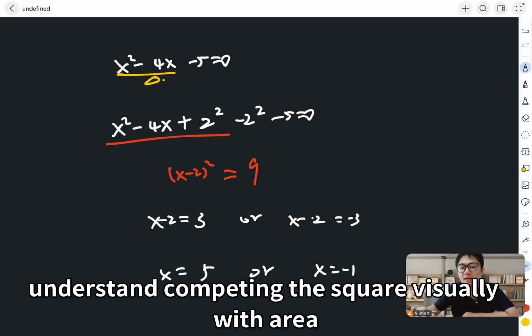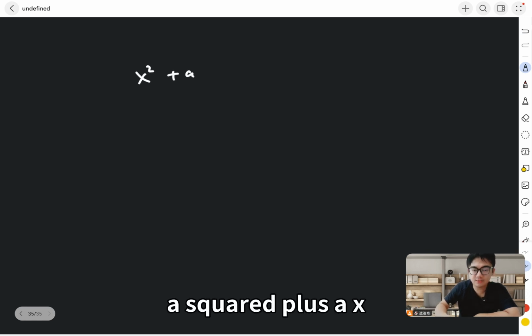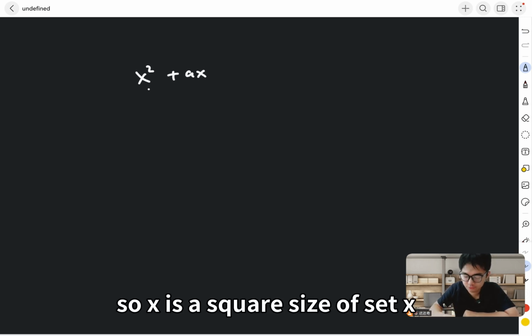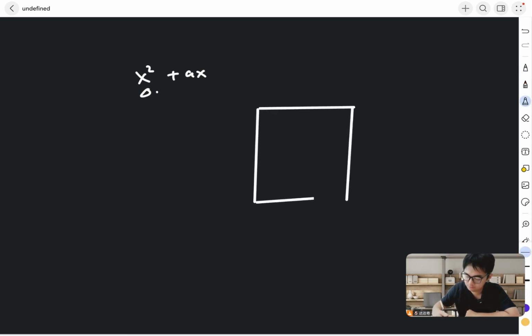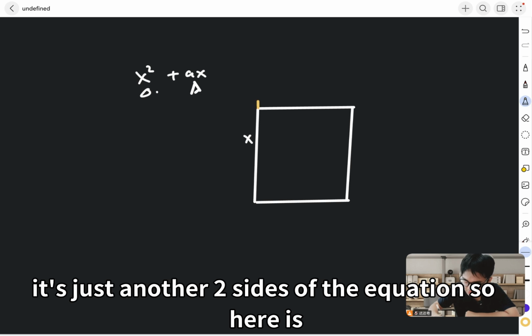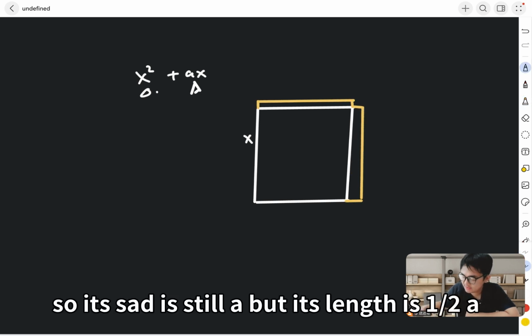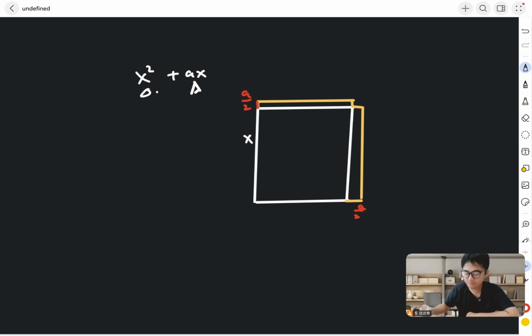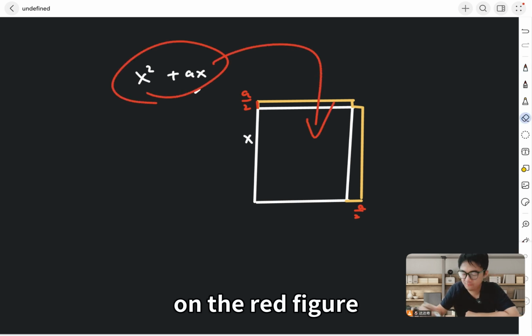We can also understand completing the square visually with area. Imagine x squared plus ax. So x is the side of the square. Let me just give you a square. And for ax, it's just another two rectangles. So here is a over 2 and a over 2. So its width is still x, but its length is a over 2. And this is exactly the area of the red figure.